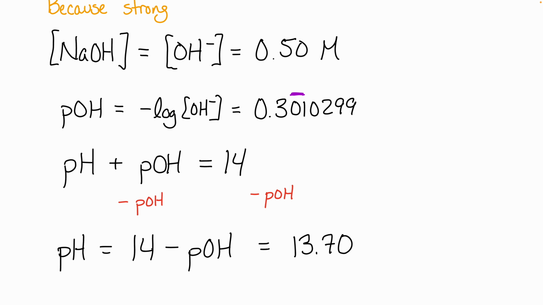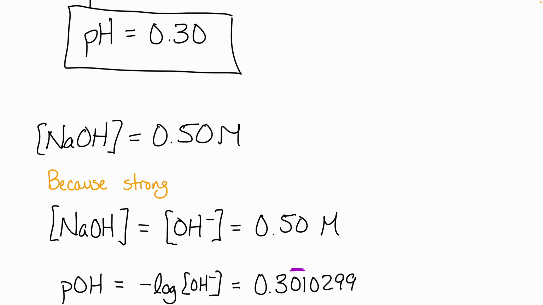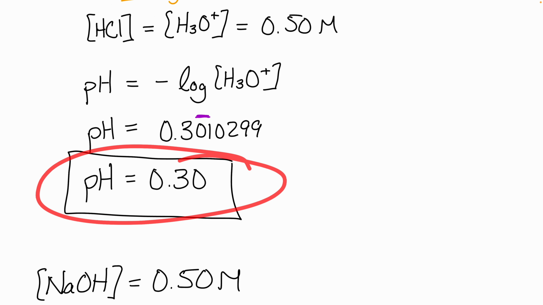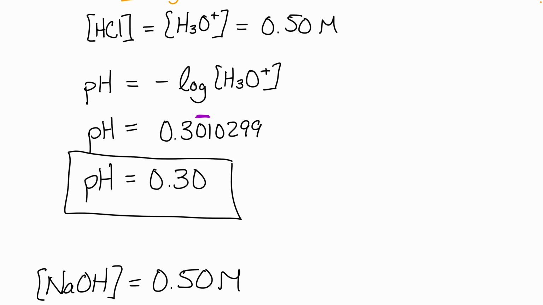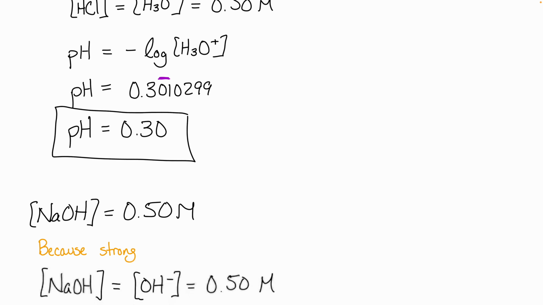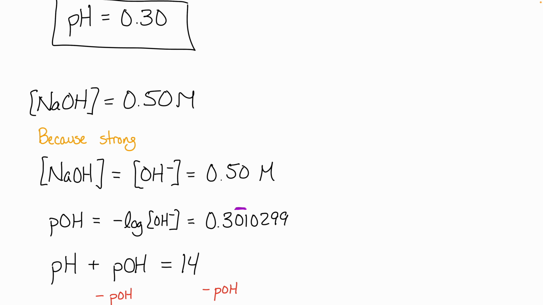And that should check out, right? I have a basic pH for my strong base solution. It's above 7. If we look for our hydrochloric acid, 0.3, that's a low pH, which makes sense. Low pH is the acidic region. Cool. All right, so that was strong acids and bases.